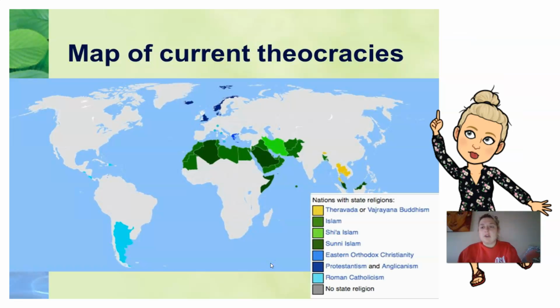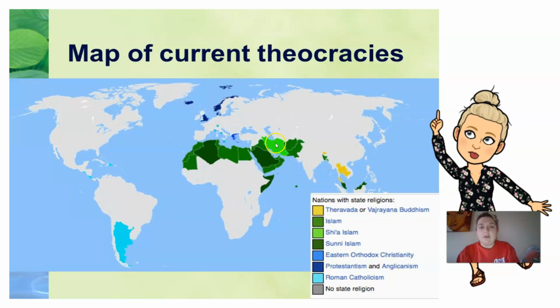All right, so this is a map of current theocracies. You can see most of these are in the Eastern Hemisphere. So we're looking at Northern Africa, we're looking at the Middle East. Anything that's green is Islam. If you remember back to our Islamic civilizations unit, Sunni Islam is the most popular, and that is the darkest green, as far as going between Sunni and Shia.